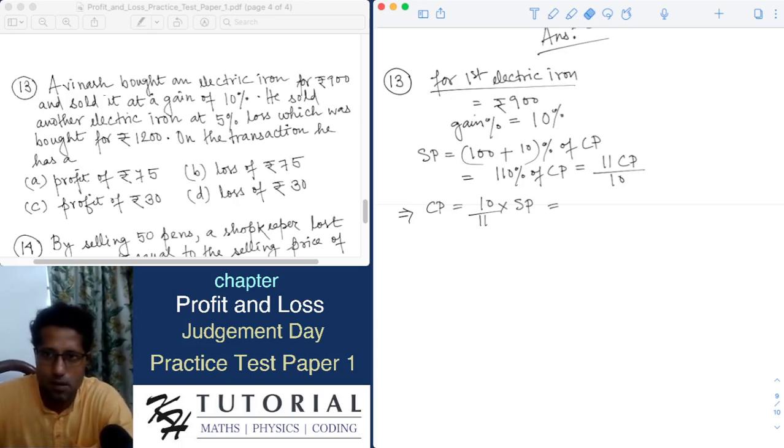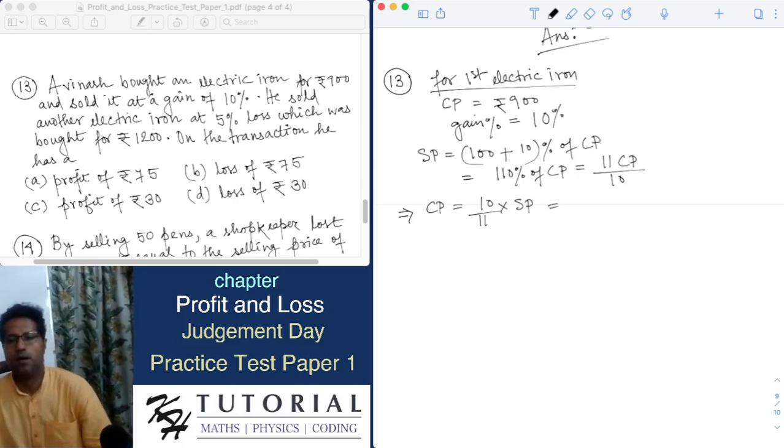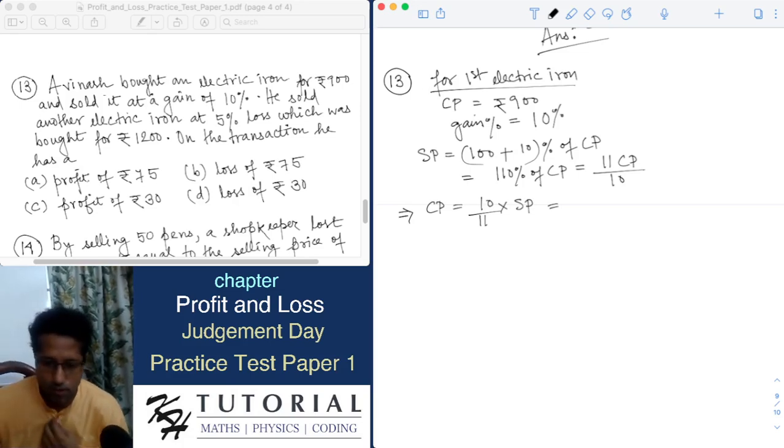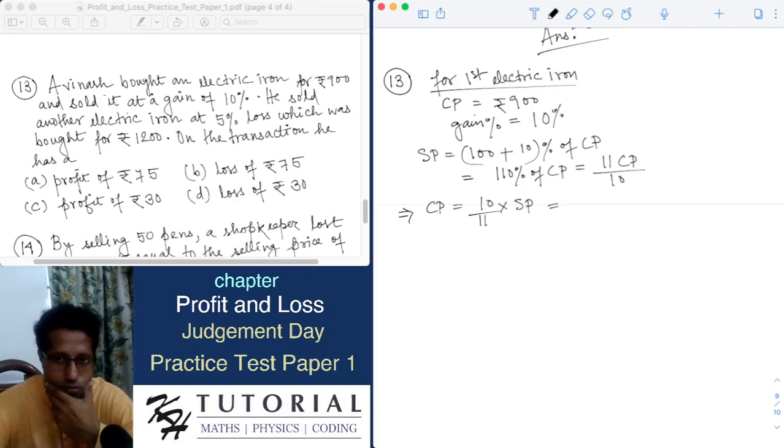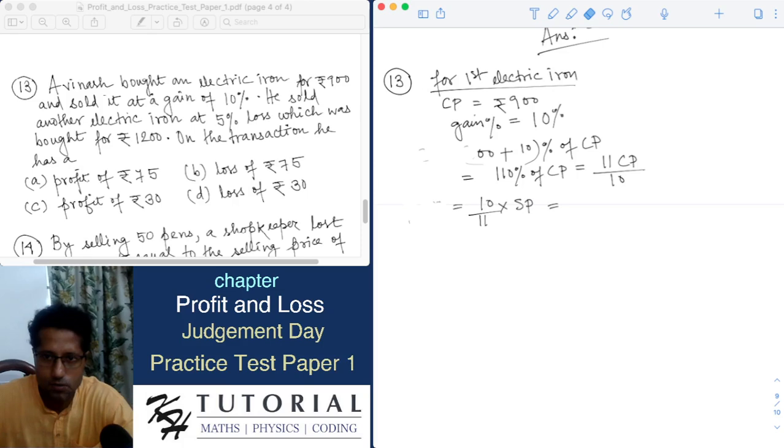It is very important that you read the problem very carefully and understand it. Thoroughly read the problem and then try to understand what exactly is given and what exactly it is asking. If you are careless in reading the problem, just as I thought, I considered SP to be rupees 900, which is wrong. Avinash bought an electric iron for rupees 900. So the cost price is rupees 900 and the gain percent is given 10%. So now the problem becomes easy.